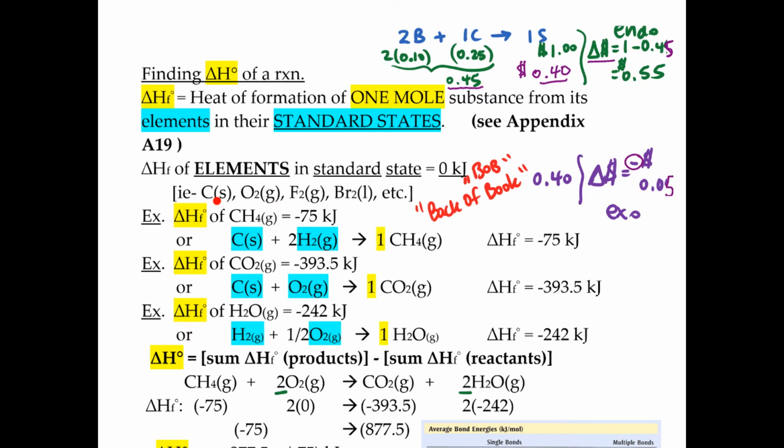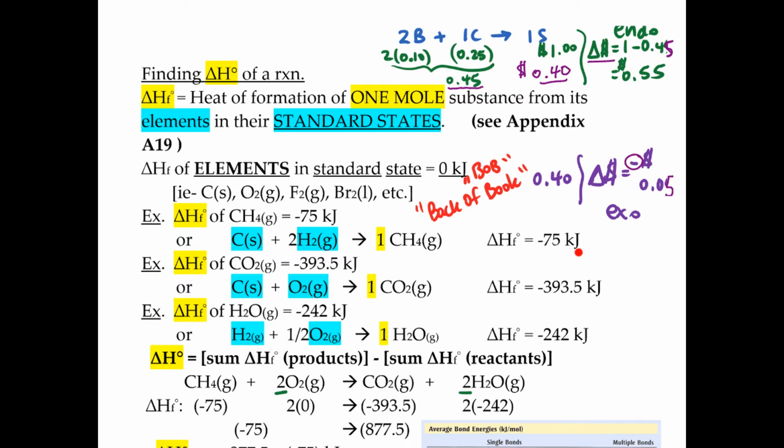Because what we're saying is, how much energy does it cost to make this element from its elements in their standard states? 0, because it already is an element in the standard state. But let's suppose we looked up a compound like CH4, methane gas. You'll see CH4 gas has a negative 75 kilojoule heat of formation. So what does that mean? To form 1 mole of methane gas from its elements in their standard states will release 75 kilojoules of energy.